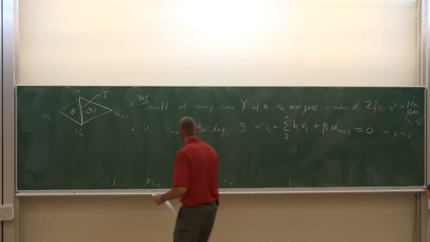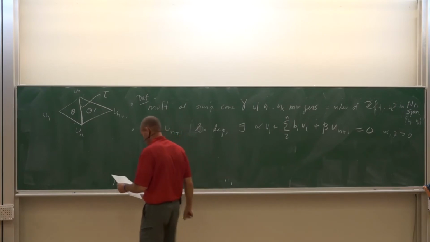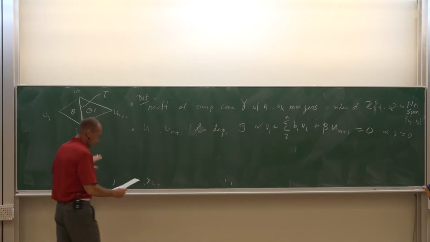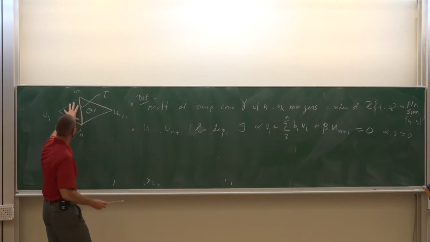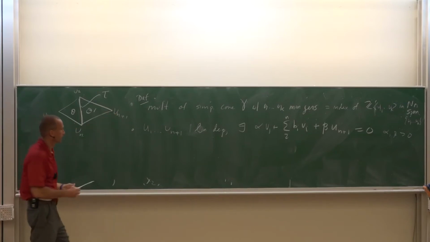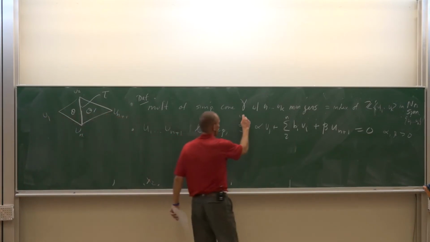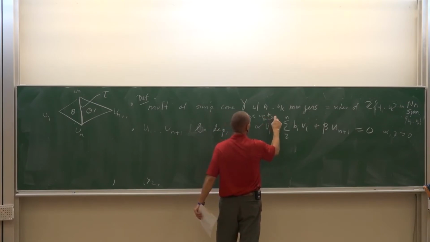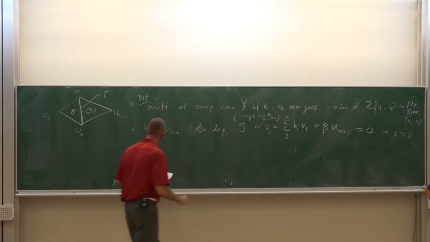Okay, so here's the recipe for intersecting. And notice this is unique up to scalar, because these u's are independent, right? So up to a scalar, this relationship is unique. It's unique up to scalar. So then here's the proposition.